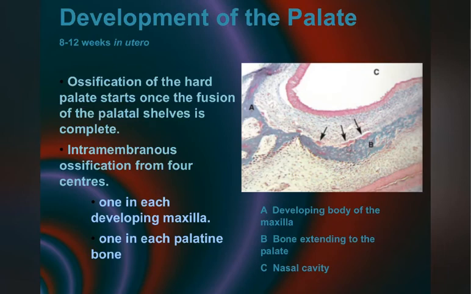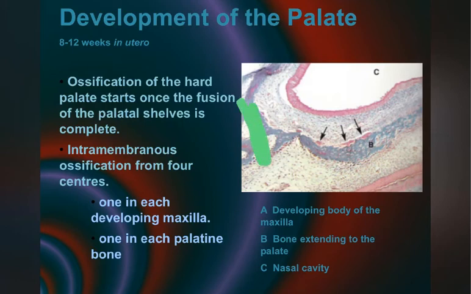The other type is called endochondral ossification, where the mesenchyme gives rise to cartilage and then the cartilage is replaced by bone. But in the palate and the maxilla, we have intramembranous ossification. It occurs from 4 centers, 1 in each developing maxilla and 1 in each palatine bone. So 2 on each side, 4 in total.